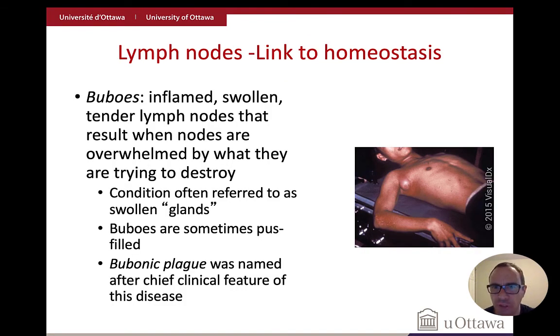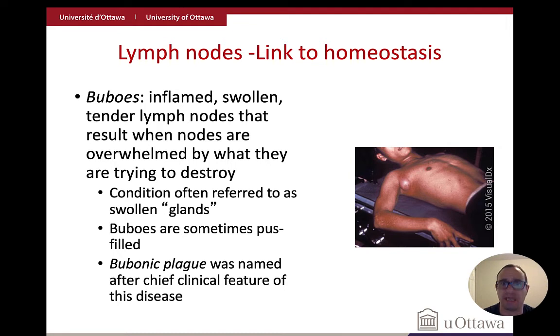So lymph nodes, like other parts of the lymphatic system, can also become inflamed or infected. Basically, if there's too much of an infection and a given lymph node cannot deal with any sort of bacteria or foreign substance, then they can become inflamed and swollen. An example of this actually comes from the bubonic plague. The name bubonic plague comes from these structures called buboes, which are inflamed, swollen, or tender lymph nodes. And this is, again, when these guys are overwhelmed by whatever antigen, bacteria, virus, etc., that they are trying to destroy.